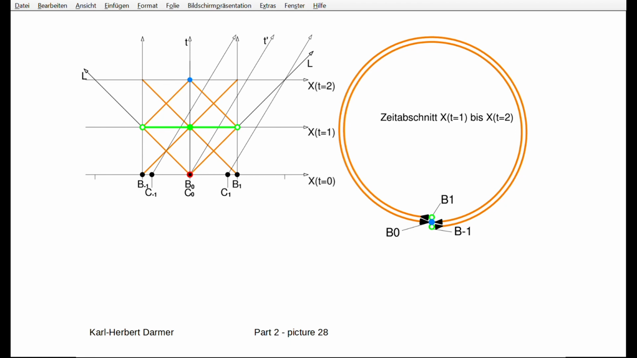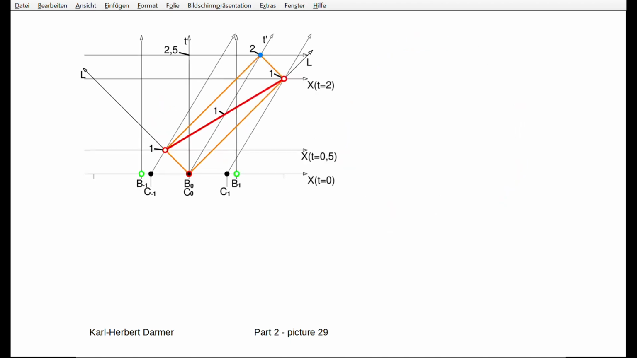Reflected in the events marked with green rings, they arrive again simultaneously at B0, B1 and B-1, marked with a blue dot. Since they are also reflected by B0 in principle, the time period from t equals 1 to t equals 2 looks the same. The development of events will still be measured from the B system. How are these events then classified from the C system?